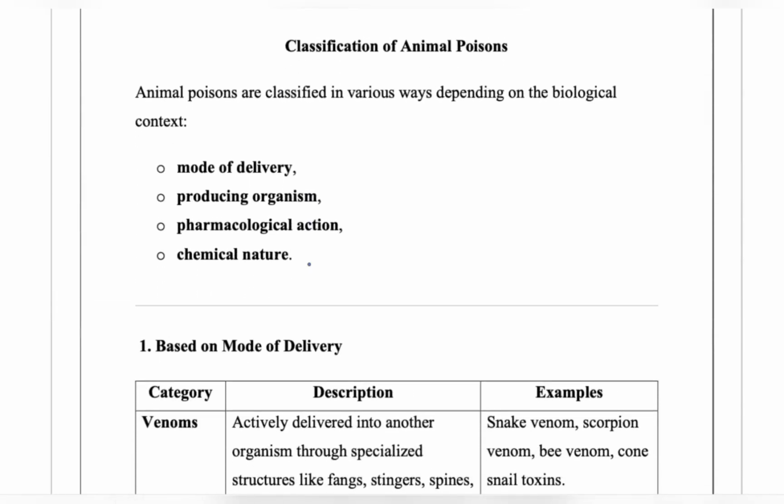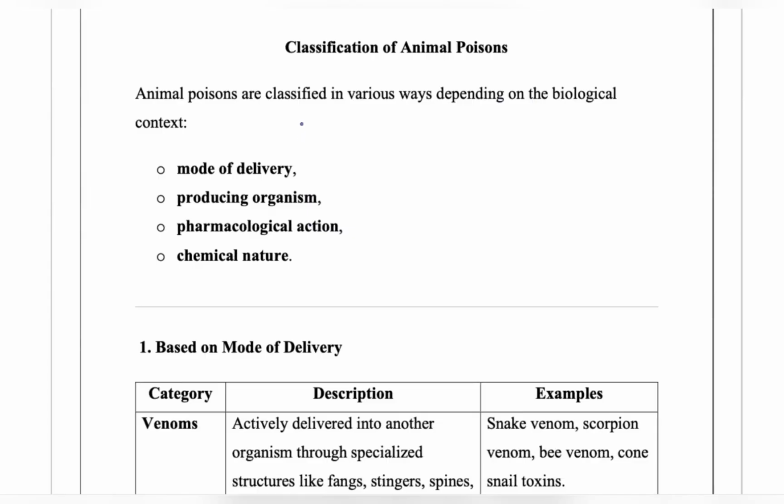So now let's come to the classification of the animal poisons. Animal poisons are classified in various ways depending on their biological context. That means how they are used, right?